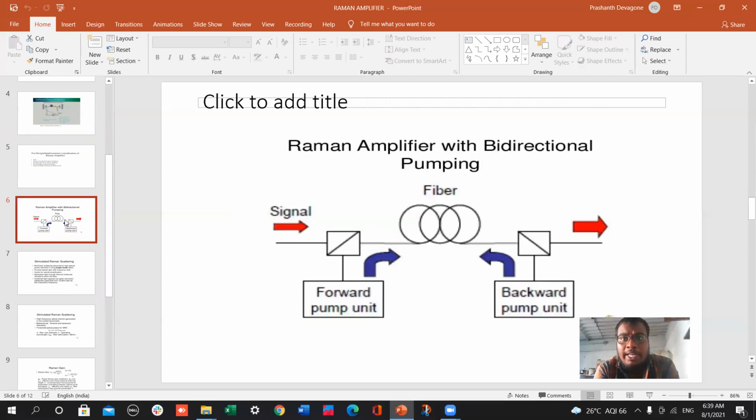Raman amplifier with bidirectional pumping. In bidirectional pumping, it uses a forward pumping unit and a backward pumping unit. The signal enters through the input and leaves through the output. The middle circles are the fibers. In forward pumping, it goes through the fiber cables, and the reverse pumping also goes through the fiber cables.